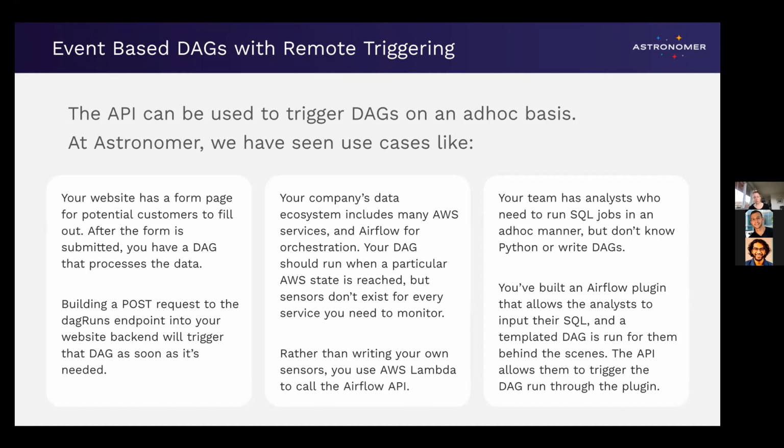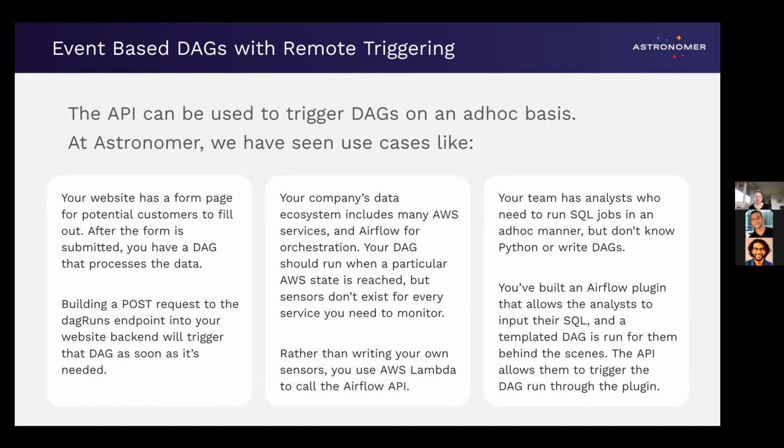So the first one is, you can imagine maybe you have a website with a form page for customers to fill in. And after that form is submitted, you have a DAG that processes that data. So you don't want your DAG to necessarily run on a schedule. You want that data processed as soon as it's entered. But because the data entry is happening somewhere external to Airflow and it might be on your own web page, it might not be super easy to implement that event-based running from the DAG side. So building a post request to the DAG runs endpoint into your website backend, whatever that looks like, will trigger the DAG as soon as it's needed, and you have all of your data processed sooner.